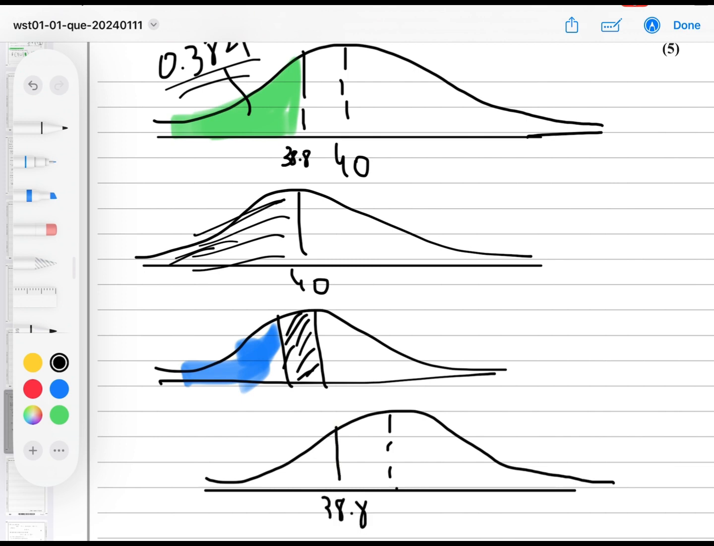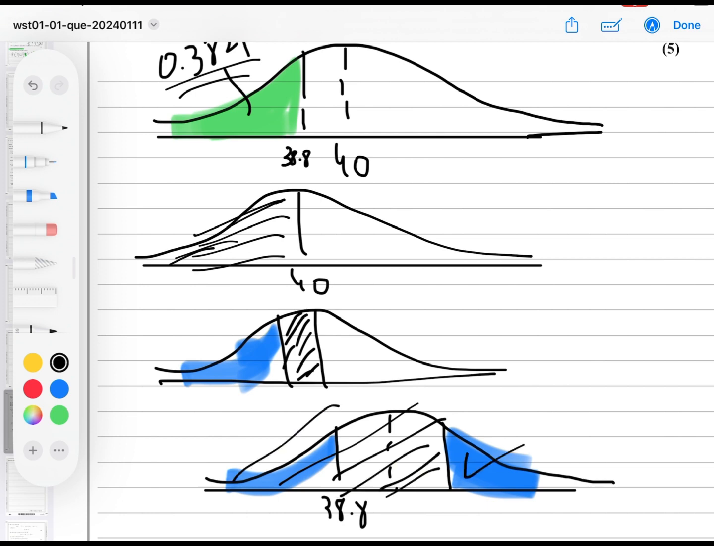So if this is 38.8, I will also have the same area on both sides, which means that if I get this whole portion and subtract it from 1, I will get this one. I think this is the easiest way. The above approach is a bit complicated, while this one is easy, so I will opt for this version and try to solve it this way.